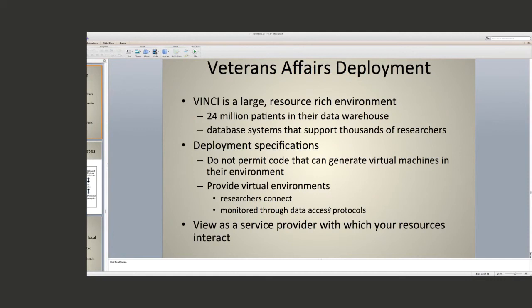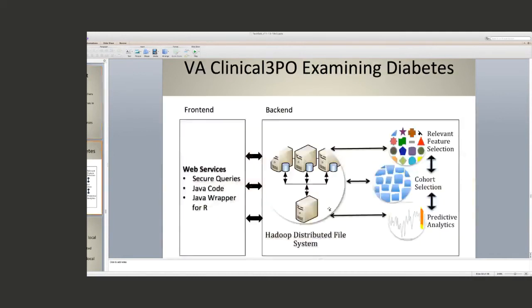So it's much more like you're interacting with a service provider, where you can specify what infrastructures you're using. In the VA, they set up what we specified, which was the Hadoop distributed file system, and then we connected with it through our services for relevant feature selection. This was examining diabetes, cohort selection, and predictive analytics in this data set.